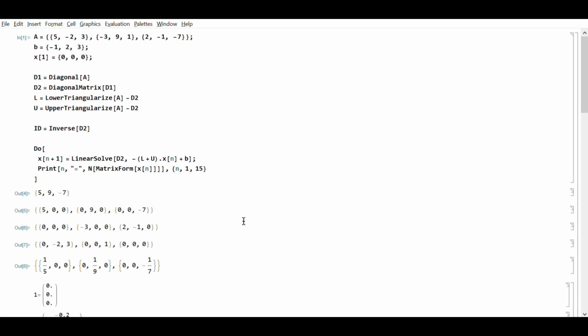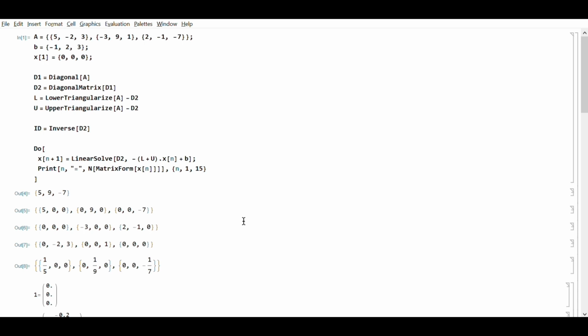In this coding using Jacobi, we will not be finding y equals d2 plus l, which is the diagonal matrix d1 plus the lower triangular matrix, A minus d2. So in that case we will not be finding it, and there will be a difference in the coding, which is LinearSolve. We will not put y, we will put d2.